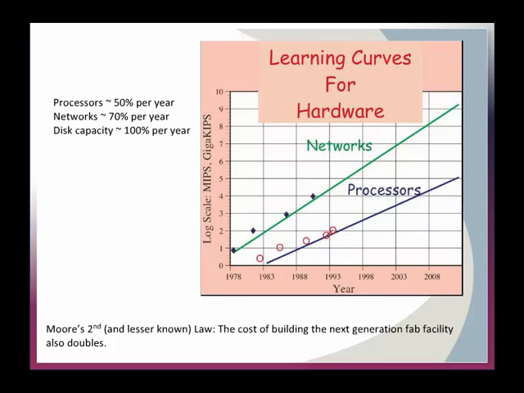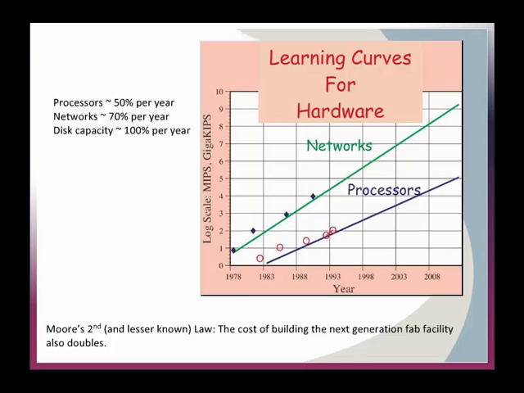So we can talk about learning curves specifically for hardware in the computing industry. We already talked about processors, about 50% per year. Networks actually are even a little bit better, 70% per year, starting to slow down as well. Disk capacity is an interesting one because we've almost gotten to the point now where we almost don't count disk capacity as having a cost. It's gotten so cheap, but that wasn't always true.